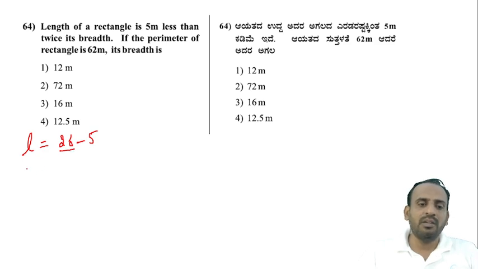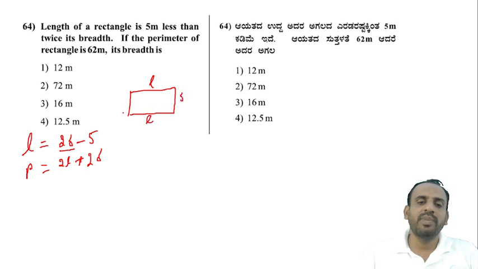Now perimeter. What is the formula for perimeter? Perimeter is nothing but 2 into L plus 2 into b. For a rectangle, this is length and this is breadth. We add the length 2 times and we also add the breadth 2 times. So 2L plus 2b. You can take out 2 common also, that's absolutely fine.